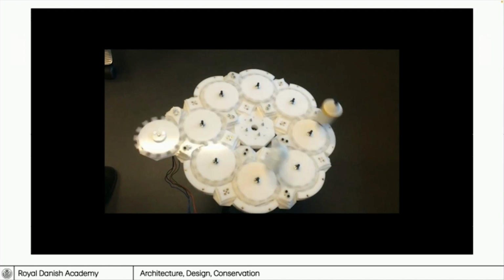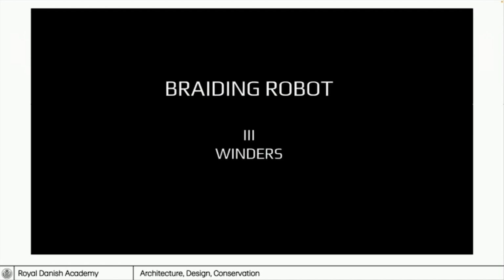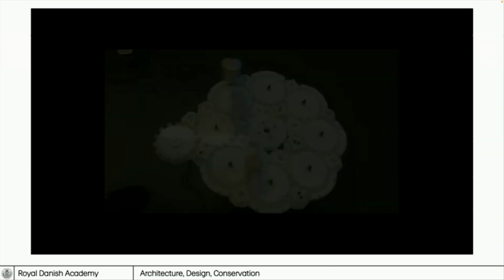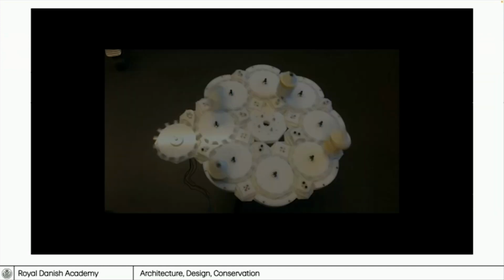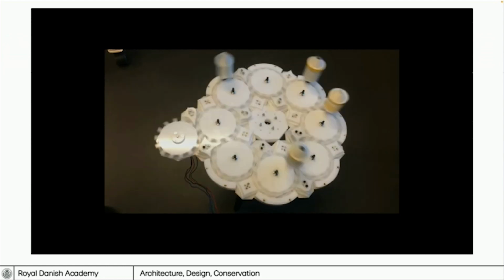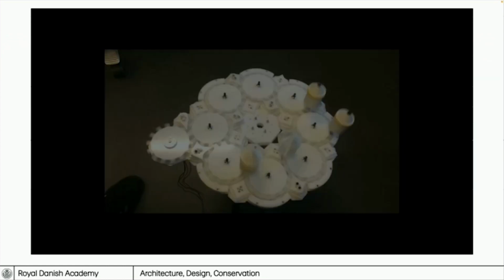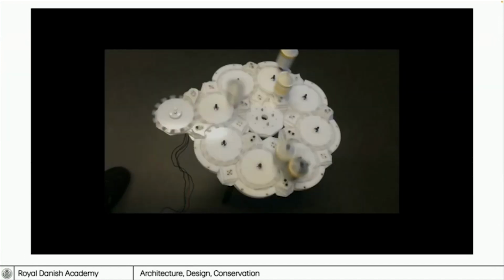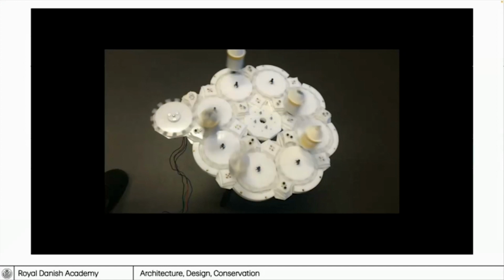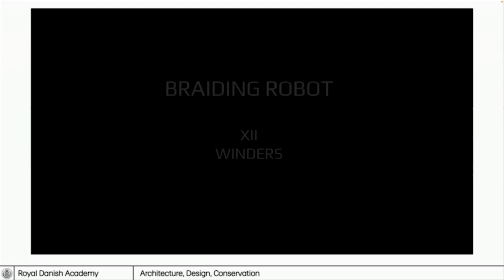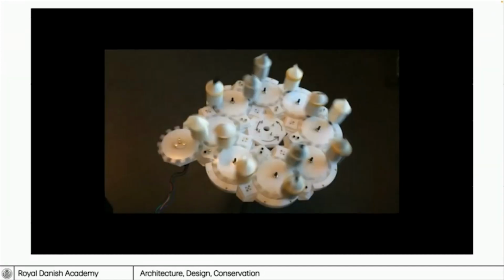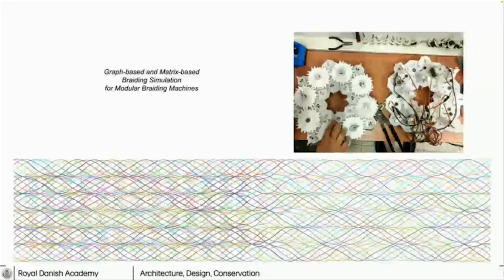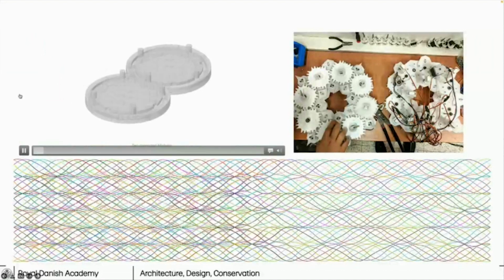The difference here being that at these points, what we have are little switches. And these switches start to allow us to move the braiders into different configurations. So you see here, starting to move together with more and more bobbins. And I think, there we go.